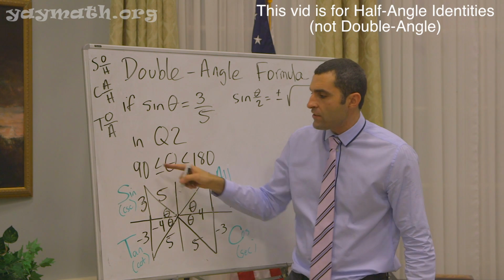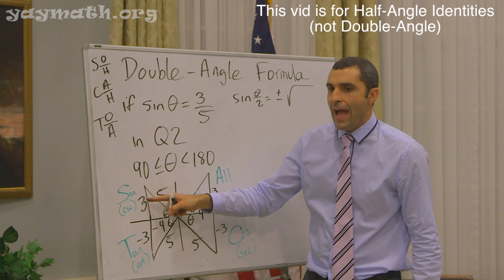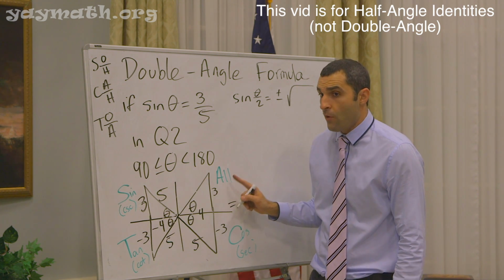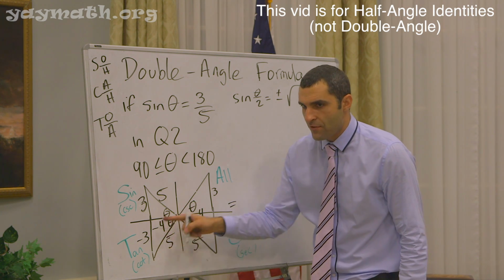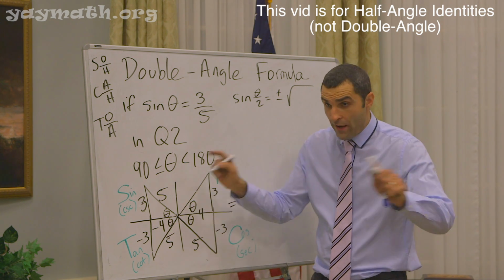Imagine your original angle was in quadrant 2. Half would be where? Quadrant 1, very good. Plus, always. Let's talk about quadrant 3. It'll work every time.